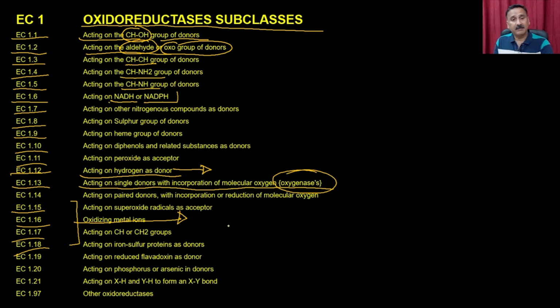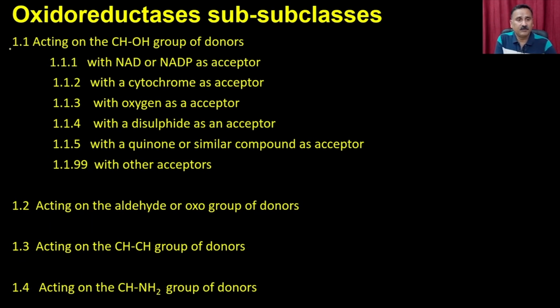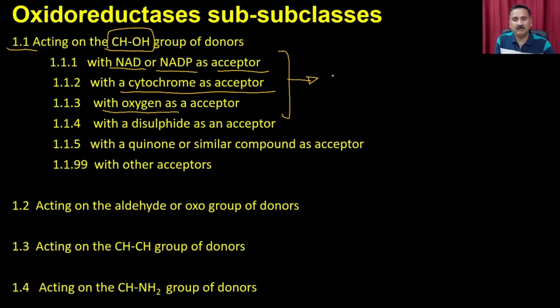Then we have the subclasses within the oxidoreductase. What you see here is 1.1, the enzymes which work on the CH-OH group, which can be further divided into subgroups: the enzymes which use NAD or NADP as an acceptor, the enzymes which have cytochrome as an acceptor, or the enzymes which have oxygen as an acceptor. So based on the acceptor, it can be further classified into subclasses, and that is going to give you these EC numbers.